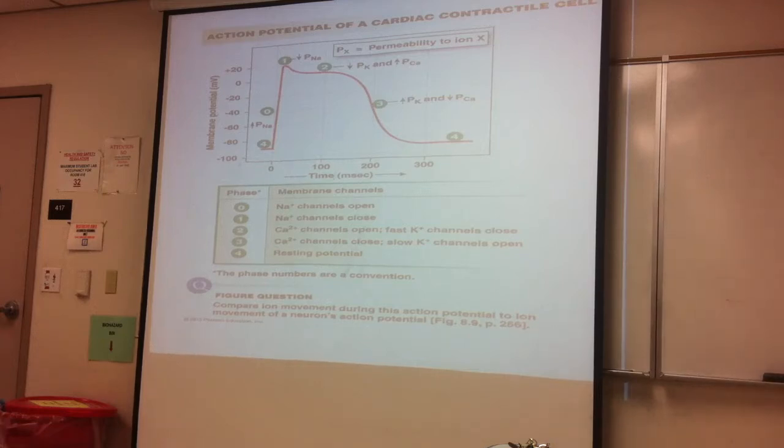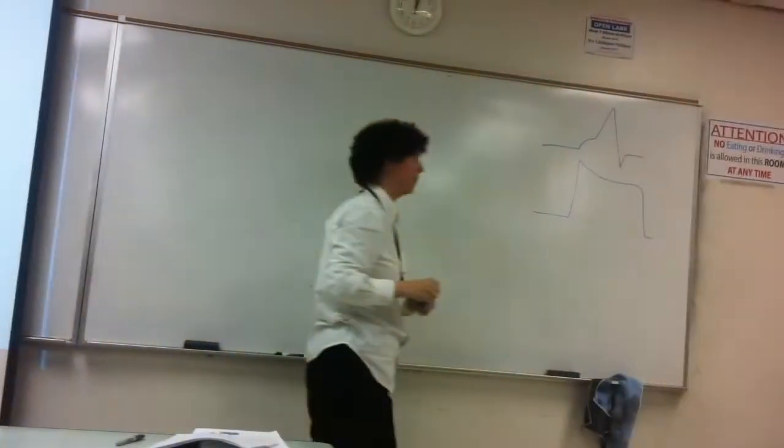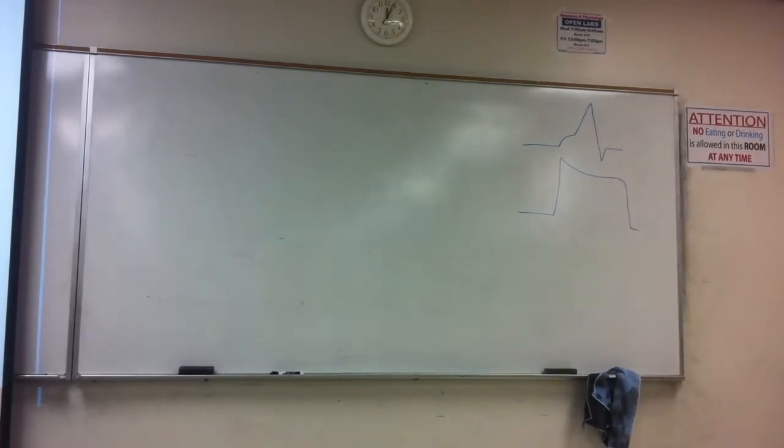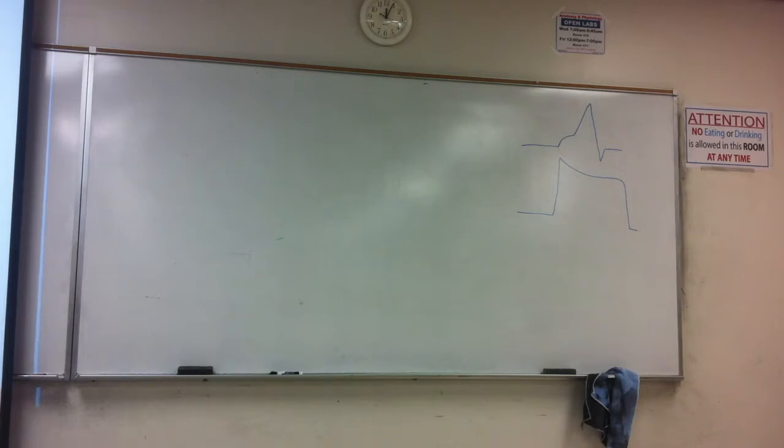So here is the skeletal muscle action potential. Here's the cardiac muscle action potential. What's the difference between the two? There's no gradient potential in the heart muscle. That's because each heart muscle is receiving its trigger via the gap junctions of the previous heart muscle's action potential.